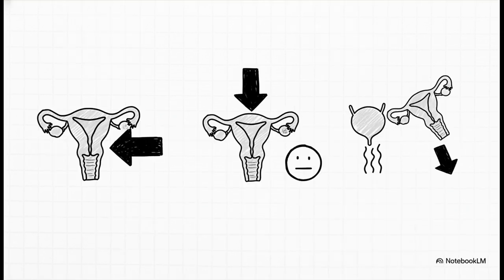Got it? So if you remember just one thing, remember this. The normal uterus is anteverted and anteflexed, leaning forward. Retroversion is a backward tilt. It's usually harmless and asymptomatic, but it's absolutely critical to diagnose it correctly and to understand its role in prolapse.